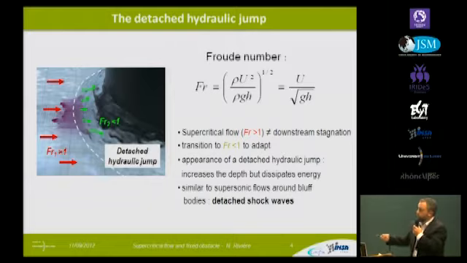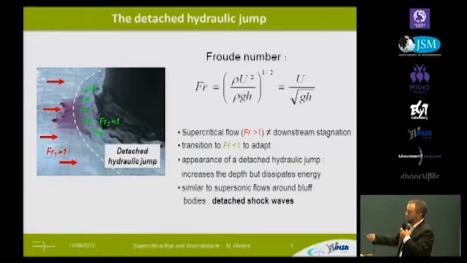When we have a supercritical flow, the Froude number is higher than 1, and so the flow is faster than the information. So you cannot take into account the presence of an obstacle. Transition to a subcritical flow, which is slower than information, is necessary. It is ensured by a hydraulic jump, and in this case, a detached hydraulic jump. This structure, the jump, increases the depth of the flow, dissipates energy, and transfers energy from kinetic to potential.